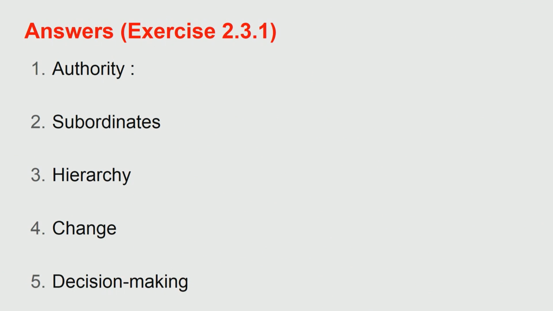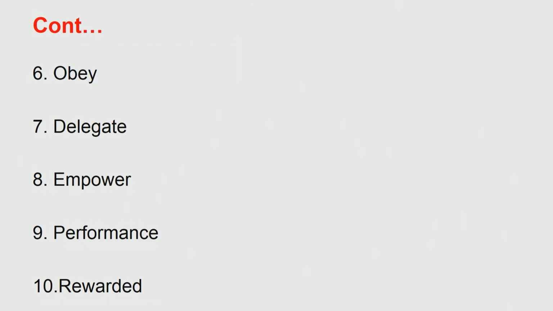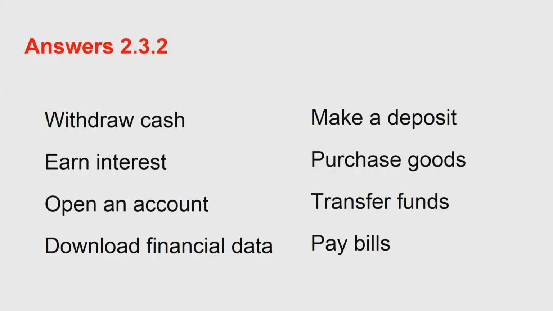So, answers. First one is we have already seen, the very first exercise that we did. 1 authority, 2 subordinates, 3 hierarchy, number 4 is change, number 5 decision making, number 6 obey, number 7 delegate, number 8 empower, number 9 performance, number 10 is rewarded. Answers to exercise 2.3.2, first expression: withdraw cash, earn interest, open an account, download financial data, make a deposit, purchase goods, transfer funds and pay bills.